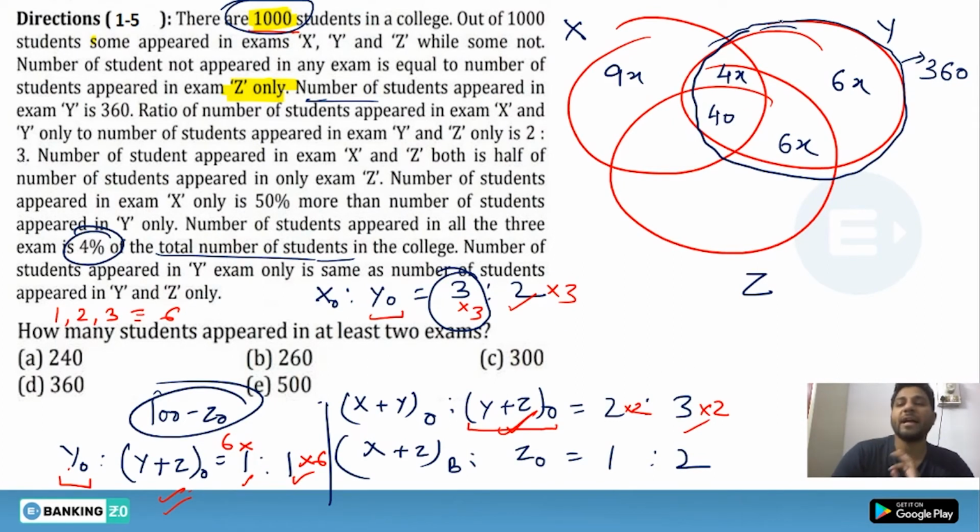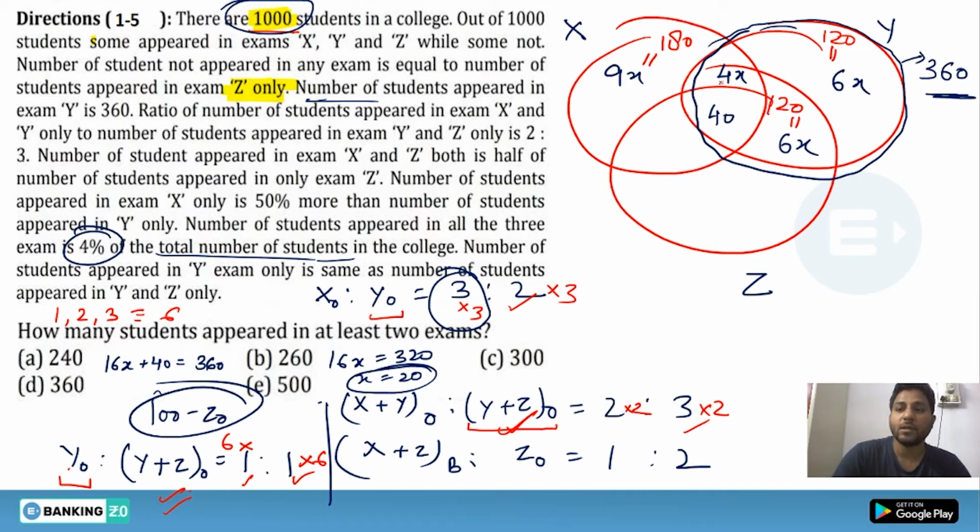Now, as you know, the whole data of Y is equivalent to 360. That means 6 plus 6 is 12, 12 plus 4 is 16, so 16x plus 40 equals 360. Hence 16x equals 320, that means x is 20. Once you find the value of x, you will be able to solve all the data. Putting in the value of x, we get X naught, Y naught, YZ naught, and XY naught.